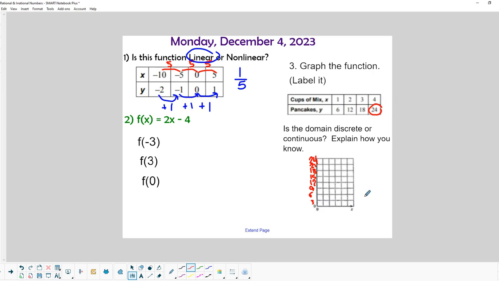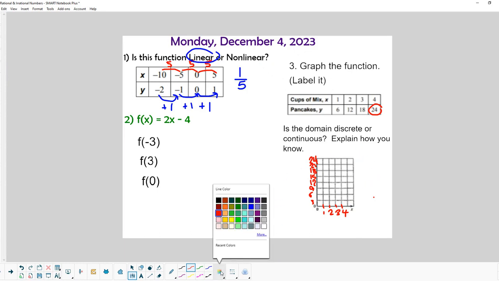Now, how about across the bottom? We know that cups of milk only goes from 1 to 4. So let's look 1, 2, 3, 4, 5, 6. That's kind of a tough number to divide. So let's just go ahead and say each box is 1. So 1 cup of milk. Next one would be 2 cups of milk. The next one, 3 cups of milk, and 4 cups of milk. And then if we decided to make more pancakes, we could change the graph a little bit more.